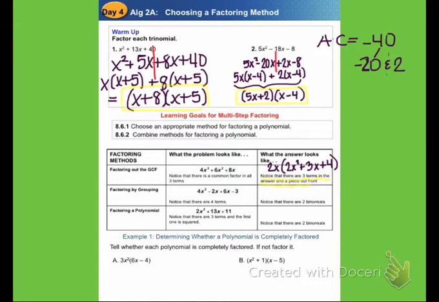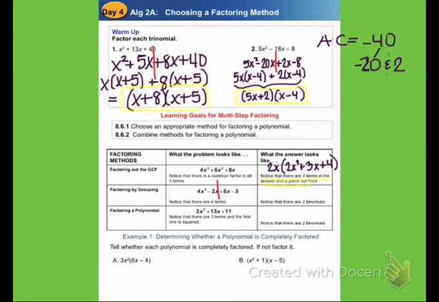Factoring by grouping. Notice that there are 4 terms. So when we had 4 terms, remember what we did with that? We split them up 2 and 2, and we factored out the GCF and recognized a common binomial, and we're then able to figure out the 2 binomials that would multiply to give us the original polynomial. So this is what it looked like. We would take the 4 terms and split them up 2 and 2.